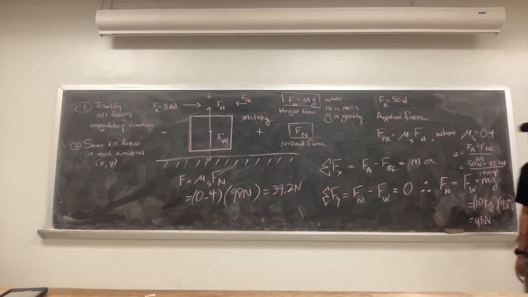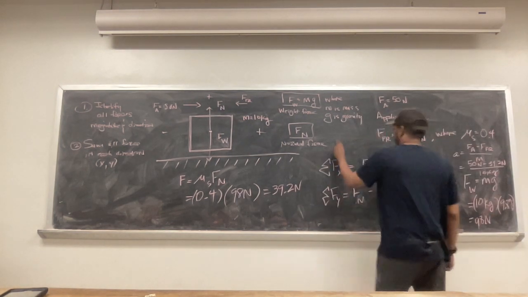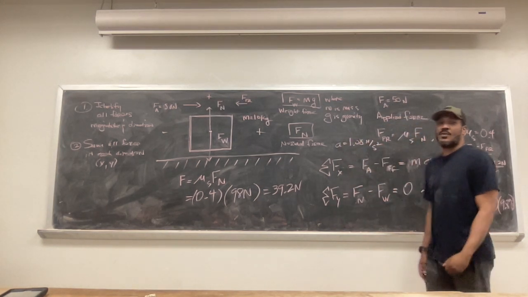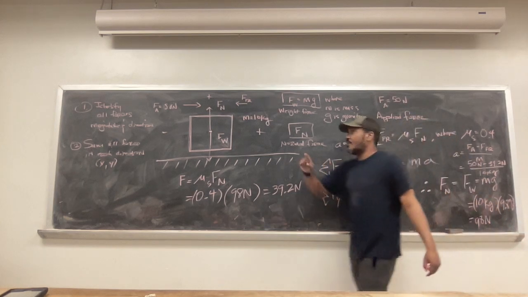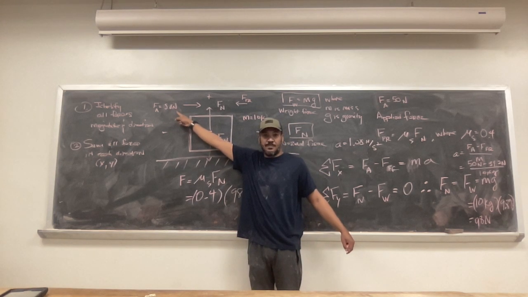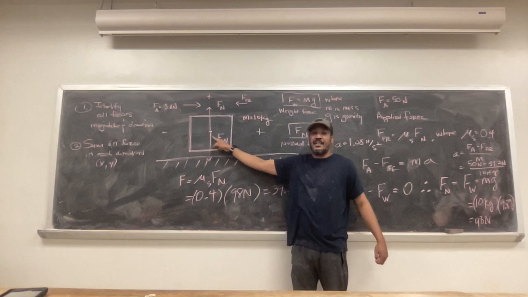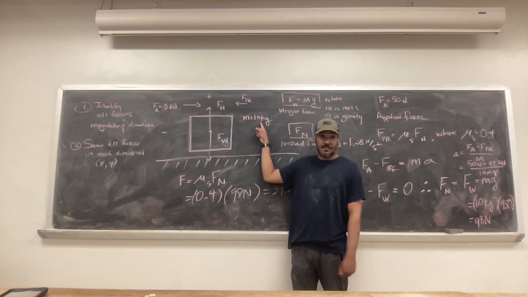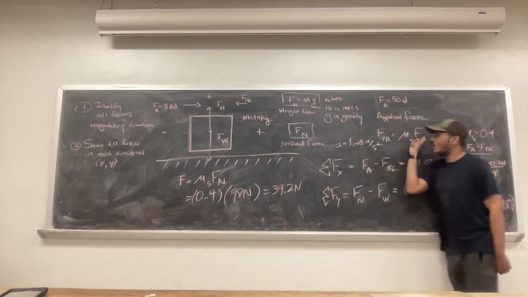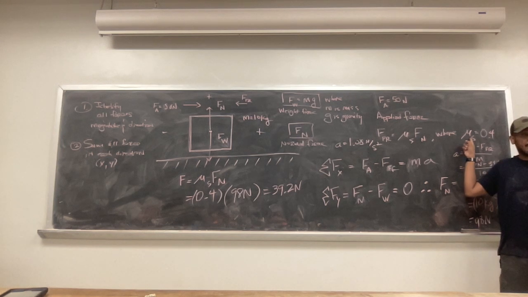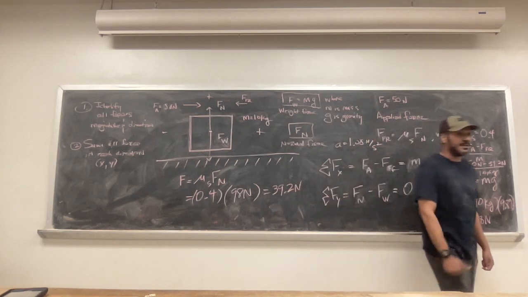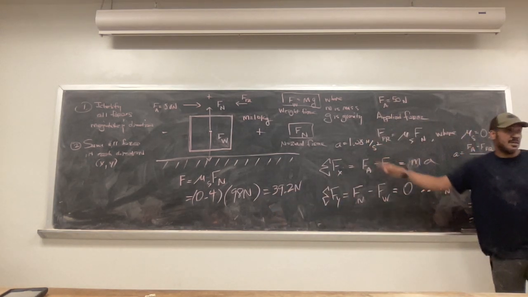So what is that saying? We just calculated A equal to 1.08 meters per second squared. That's saying that if I apply a force of 50 newtons to a box that weighs 10 kilograms on top of a surface with a coefficient of friction of 0.4, then the box is going to accelerate at 1.08 meters per second squared.